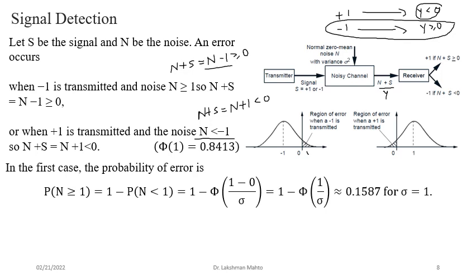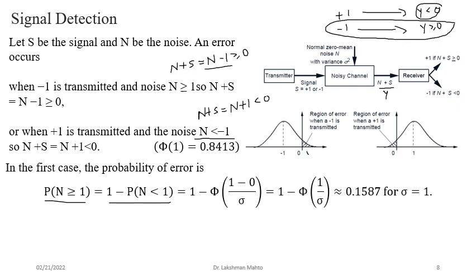Computing the probability of this error is equivalent to just focusing on N, because you know the distribution of N. Here N is normally distributed with mean 0 and variance sigma square. So the probability of error is equal to the probability that N is greater than or equal to 1. In that situation, you will observe a noisy signal greater than or equal to 0 if minus 1 was transmitted. Now, N is normally distributed.